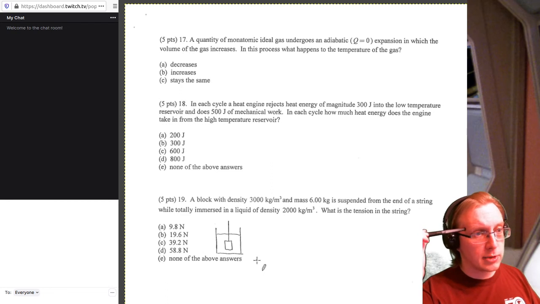A quantity of monatomic ideal gas undergoes adiabatic expansion, in which the volume of gas increases. And in this process, what happens to the temperature of the gas?